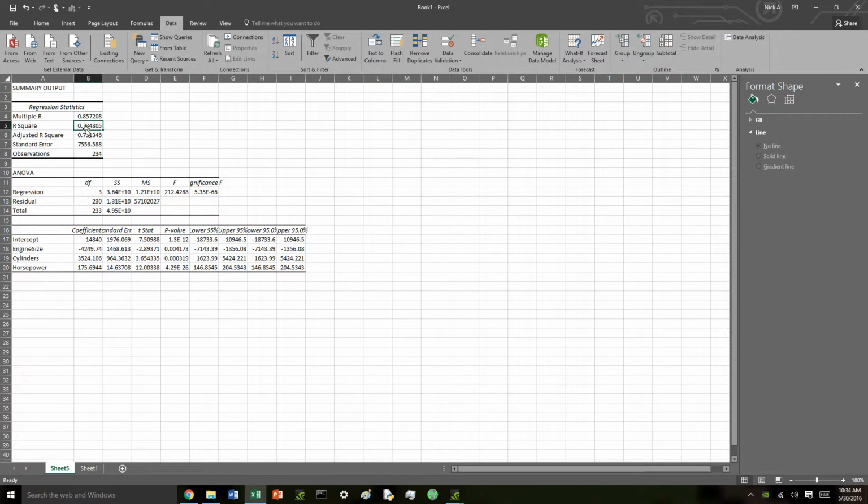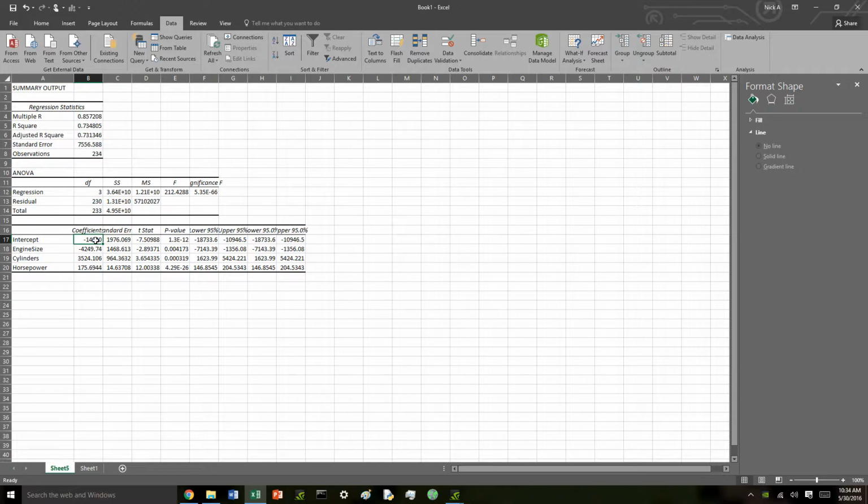For example, R squared is the same R squared as before. It tells us 0.7373, which is very good, a strong correlation. There are numbers as before: intercept, and engine size, cylinders, and horsepower each have their own coefficients. The intercept has the same interpretation: if these three variables are equal to 0, this will be the prediction.